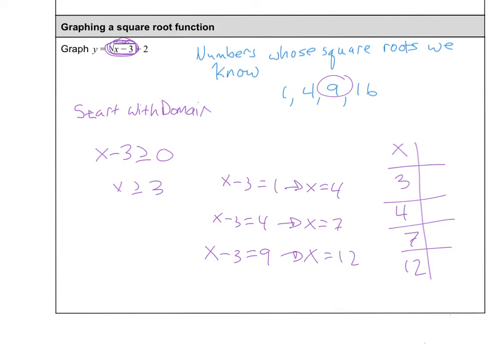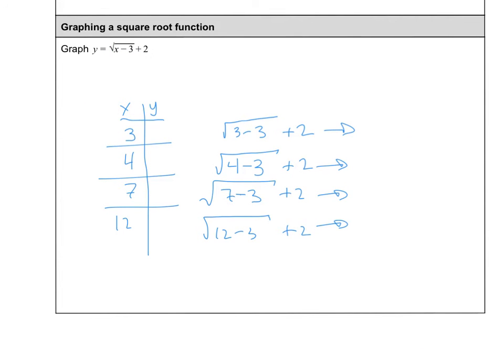The next part then is just to take each one of these different x values, plug them into the function, and see what the y value is so we can plot that point. So now that I've rearranged the entire screen, and I've plugged those different values into the function itself, I get the square root of 3 minus 3, or 4 minus 3. You can read these. You can see what they all become. The first one becomes the square root of 0 plus 2, which of course is just 0 plus 2, which is 2. So I plot the point 3, comma 2.